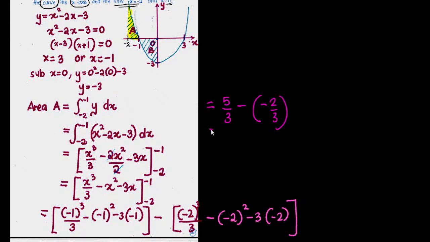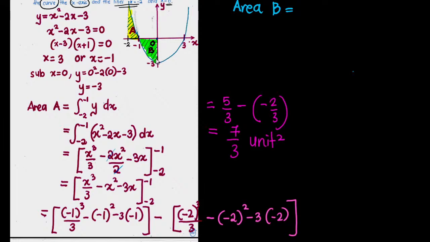So here I'm getting 5 over 3 minus negative 2 over 3. Teacher gets 7 over 3. So this is 7 over 3 unit square. Okay, area A done. Now let's do for area B. Area for B, look at this part.